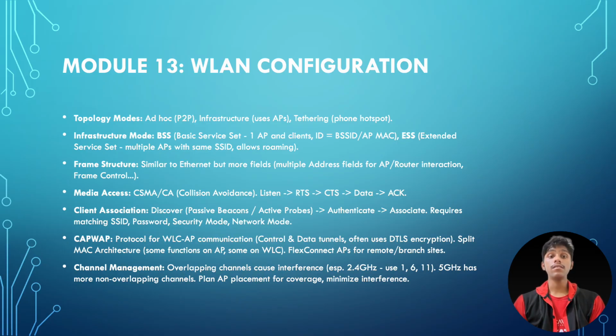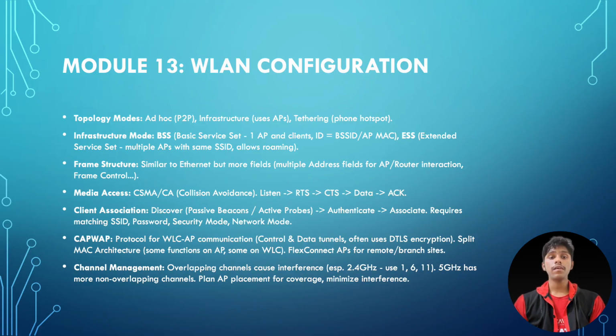In module 13, we cover the VLAN and WLAN configuration details. Wireless networks operate in different topology modes, mainly ad hoc, device to device, and infrastructure using APs. The infrastructure mode uses building blocks. A BSS, basic service set, is one AP and its clients. An ESS, extended service set, involves multiple APs sharing the same network name, or SSID, to allow the clients to roam in the network.